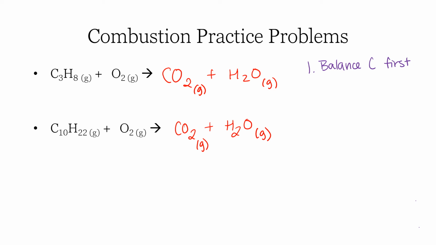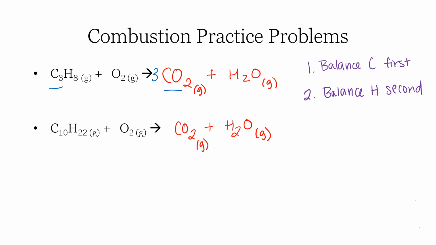So in our first example, we see that we've got 3 carbons on the reactant side and 1 carbon on the product side. So I'm going to add a coefficient of 3 to balance the carbons. Your next step is going to be balancing hydrogen second.